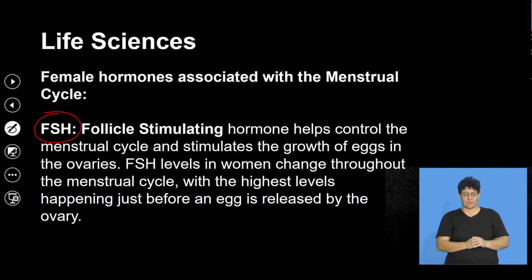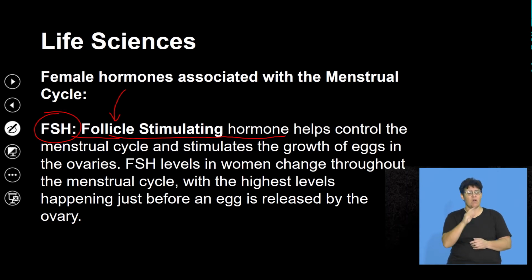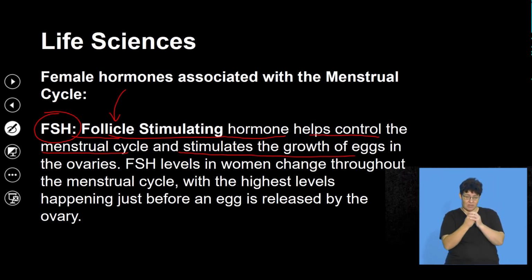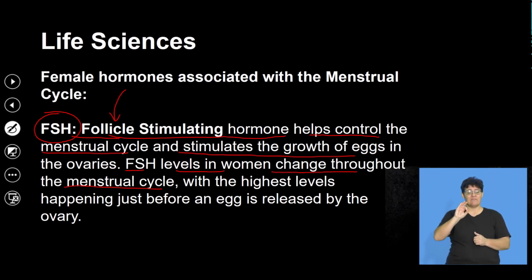The other two hormones that we mentioned are FSH, which stands for follicle stimulating hormone. And so think about what a follicle is. We're going to look at a diagram in a bit that refers to the primary follicle. And so FSH stimulates and helps to control the menstrual cycle and the growth of the egg in the ovary. The FSH levels in the woman change throughout the menstrual cycle, with the highest level happening just before the egg is released, and we call that just before ovulation.